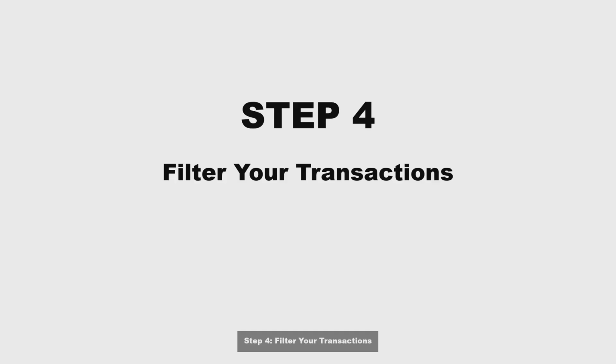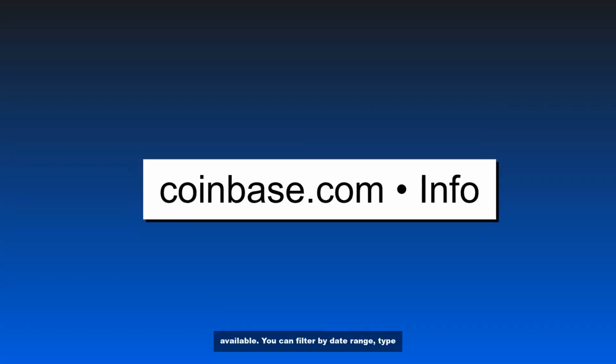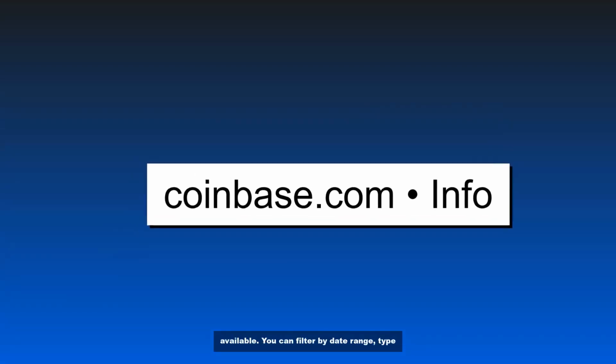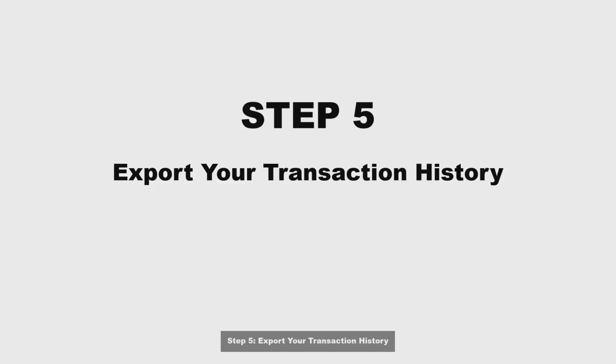Step 4. Filter your transactions. To make it easier to find specific transactions, use the filtering options available. You can filter by date range, type of transaction, or asset. Adjust these settings to narrow down your search.